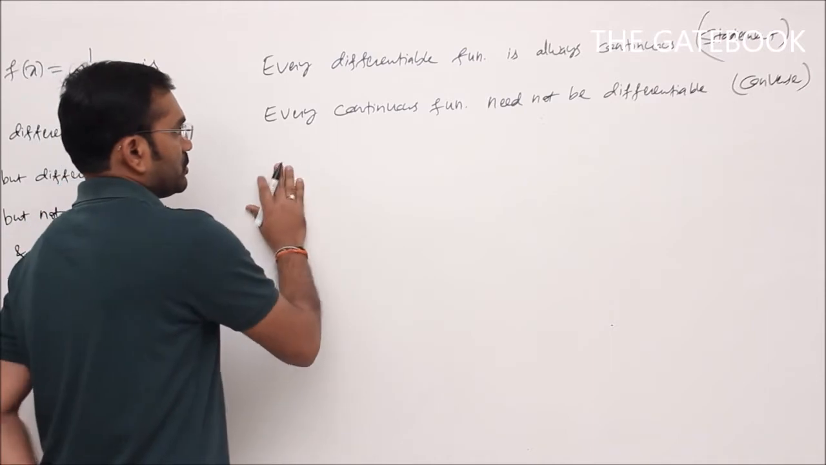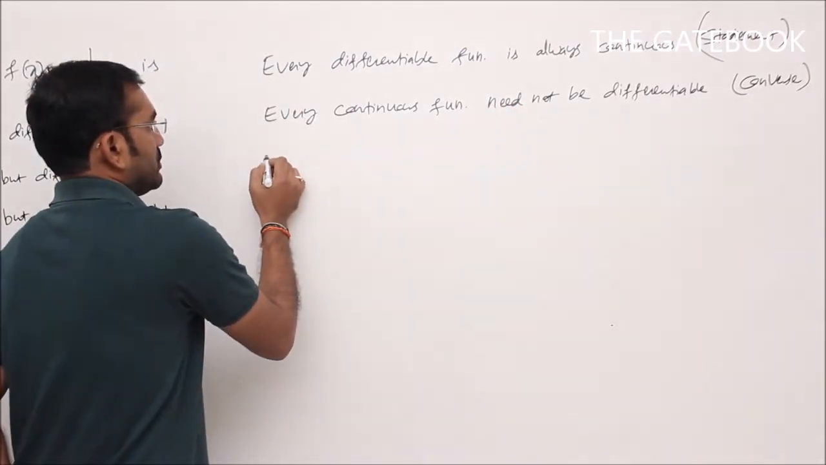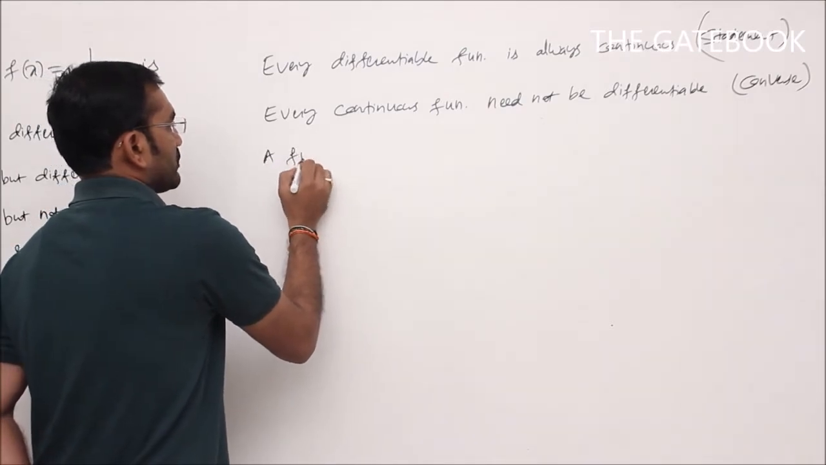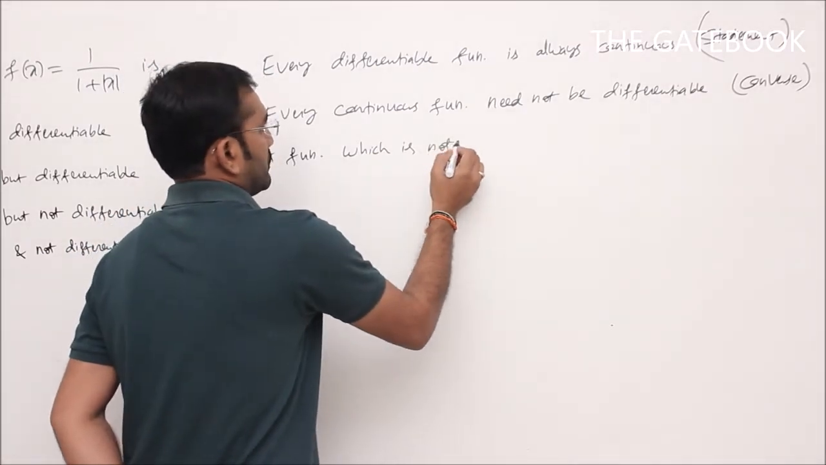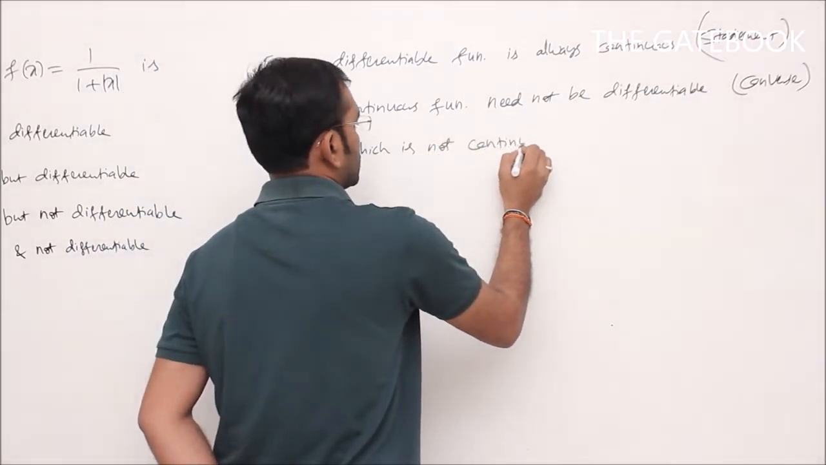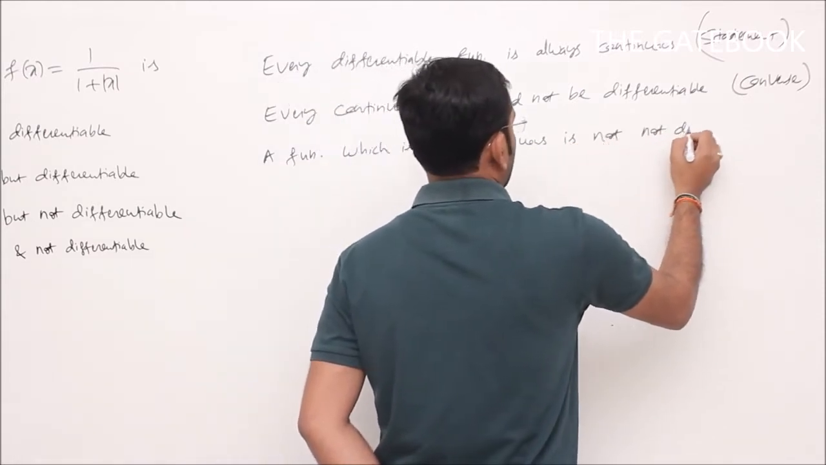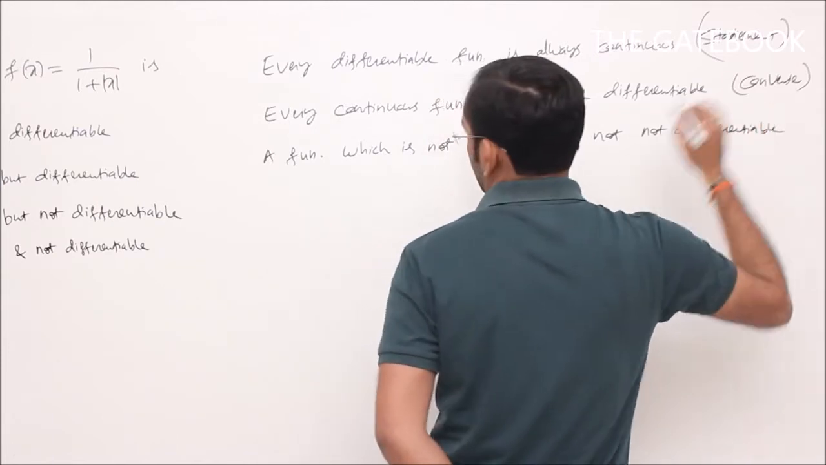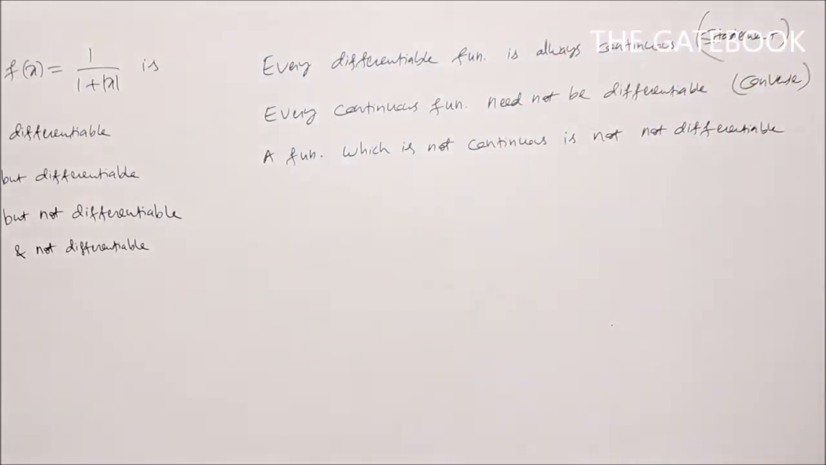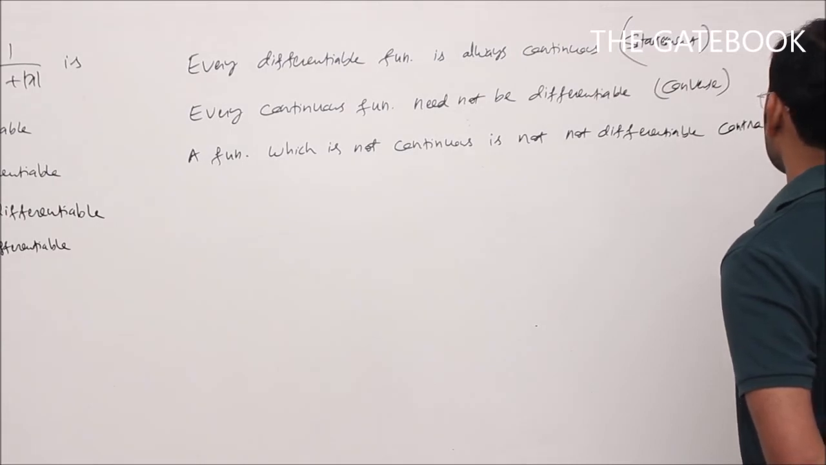But the contrapositive is always true. Contrapositive means a function which is not continuous is not differentiable. A function which is not continuous is not differentiable. This is a contrapositive statement. Contrapositive is always true.